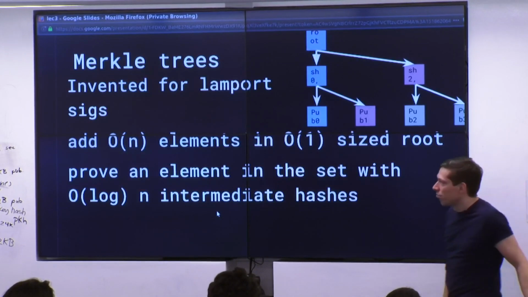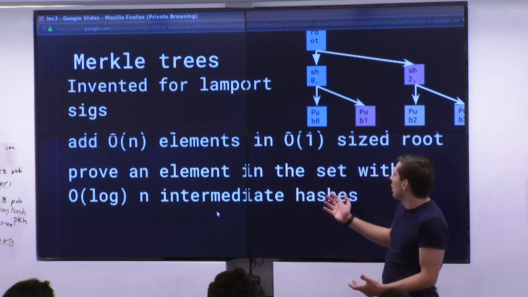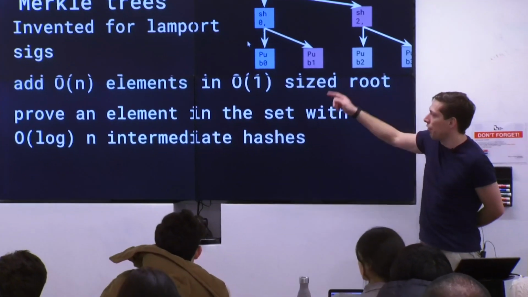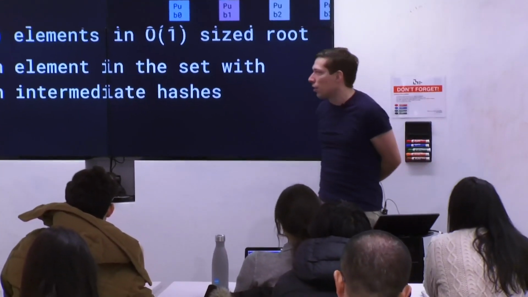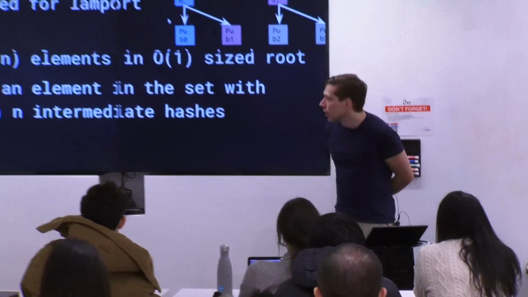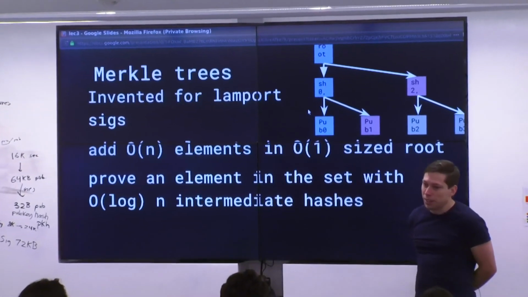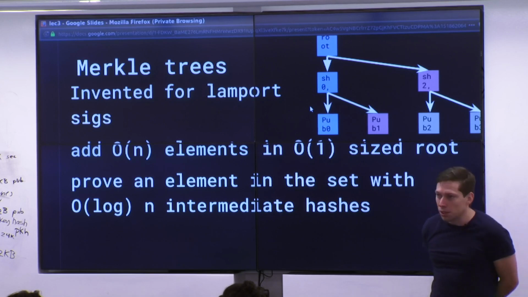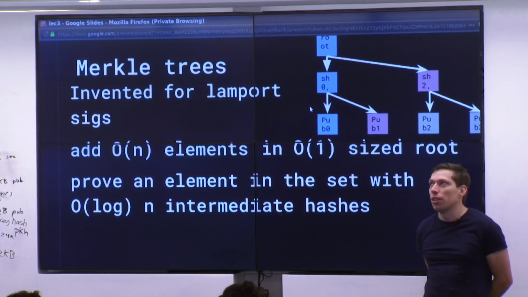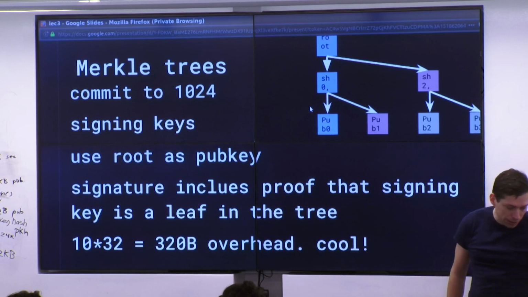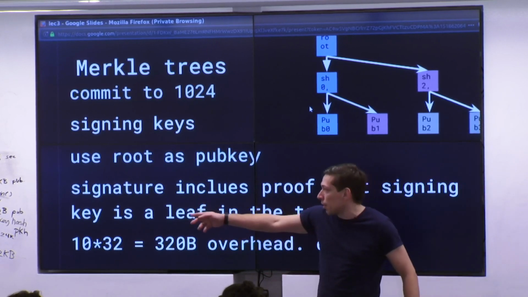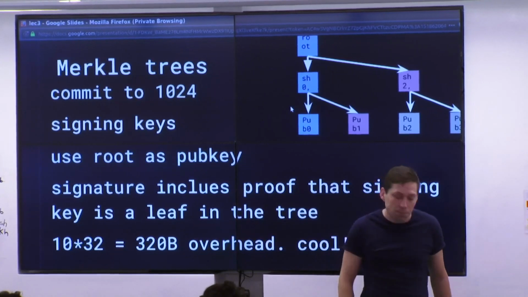So you can add O(n) elements, and the root stays the same size. The root stays 32 bytes regardless of how many leaf nodes you have. And you can prove an element with O(log n) intermediate hashes. So if you have 1,000 keys, your root stays 32 bytes, and your proofs are going to be not too big, right? 320 bytes of overhead, which is somewhat a bunch smaller than a signature, right?